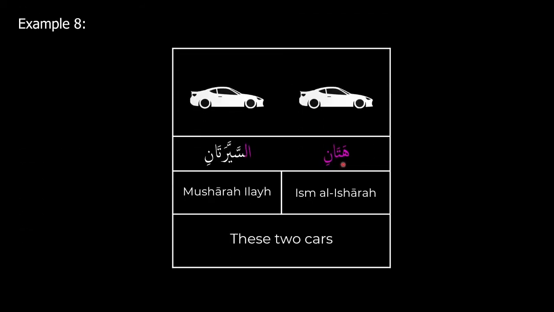Here we have hatani sayyaratani. So hatani is going to be our ism al-ishara, right? And this is the feminine dual form. Then we have as-sayyaratani, which is the mushara ilay, and we know that because again it begins with an al, comes right after a pointing word, it matches in gender, both are feminine, matches in number, both are dual, and it matches in status, here both are rafa. So this becomes these two cars.